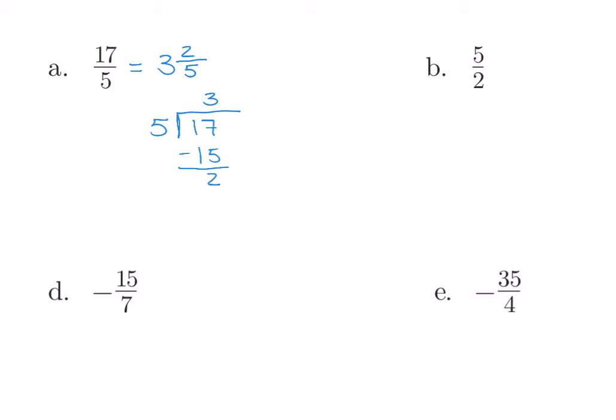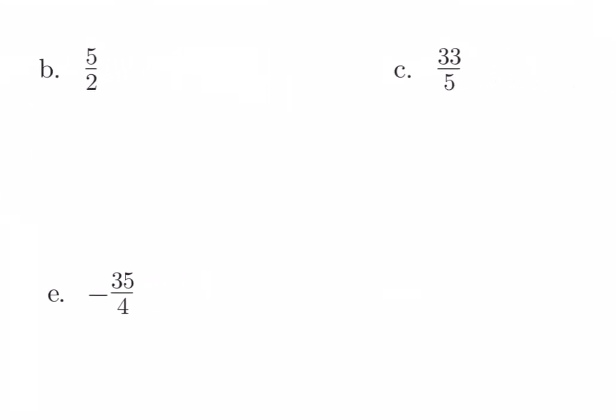A trick a student once showed me was the checkmark method. In the checkmark method, this is how we read it: 3 and 2/5. Whatever way you use to remember it, it doesn't matter to me as long as you remember it. All right, let's try some other examples. Let's look at example B. Example B, we have 5/2.